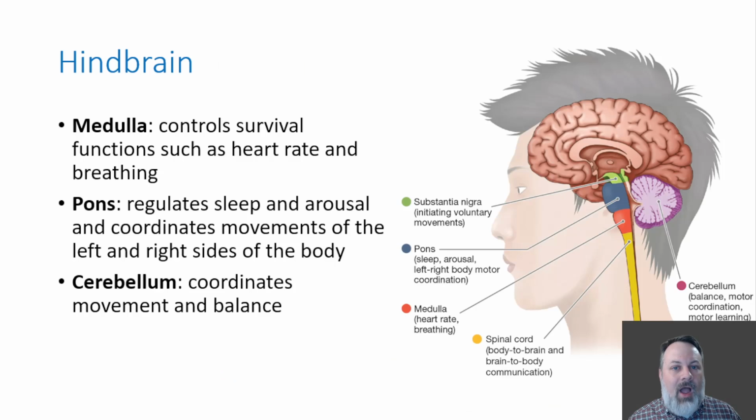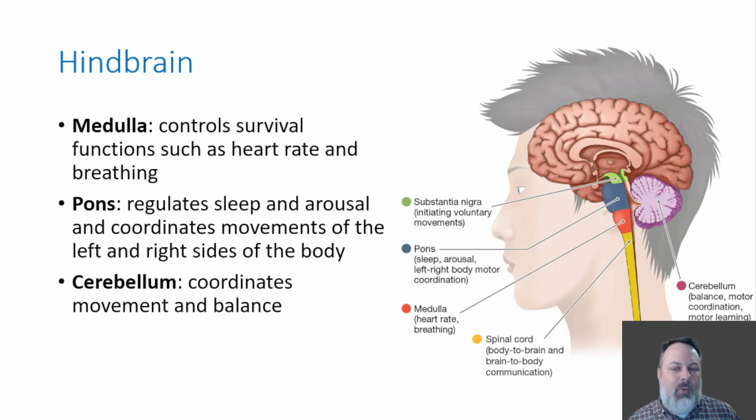So let's start with the hindbrain. As we're moving off of the spinal cord and we're moving up toward the brain, the hindbrain is the first thing you run into. And if you're looking at it, you kind of have two bumps. The first bump is the medulla. The medulla controls survival functions, things like your heart rate and your breathing.